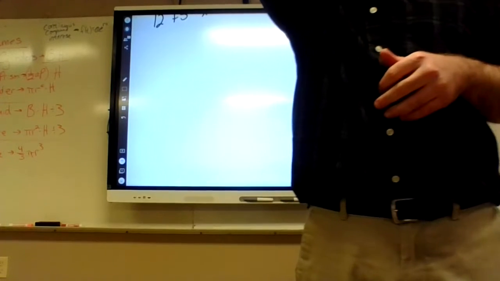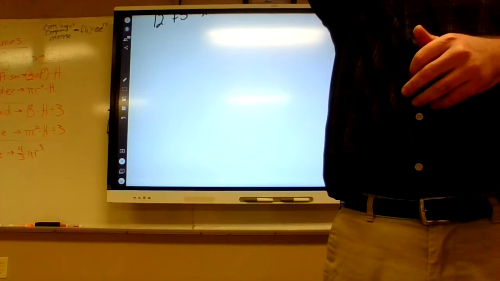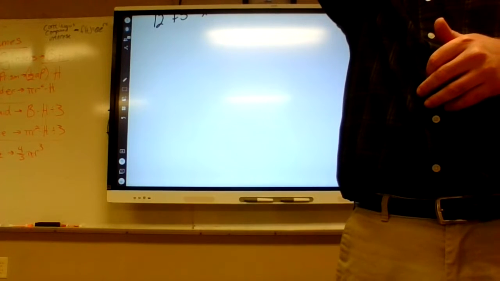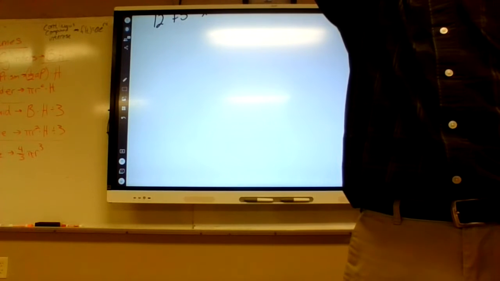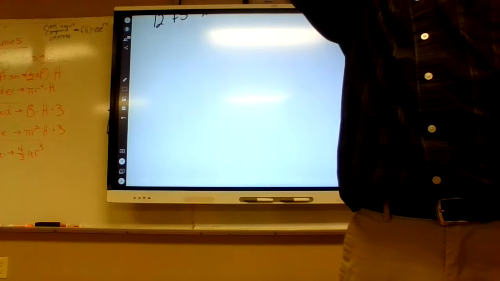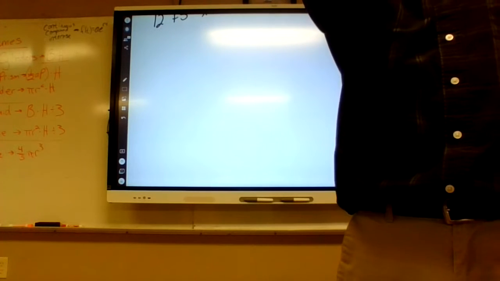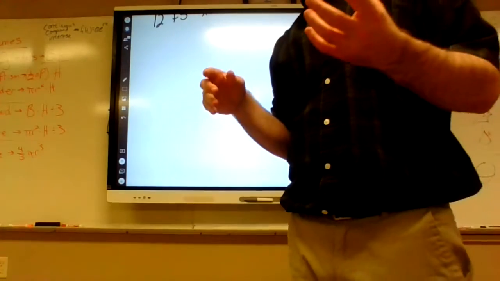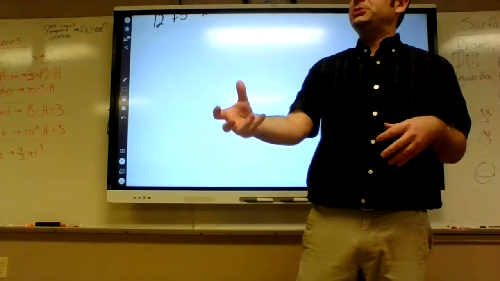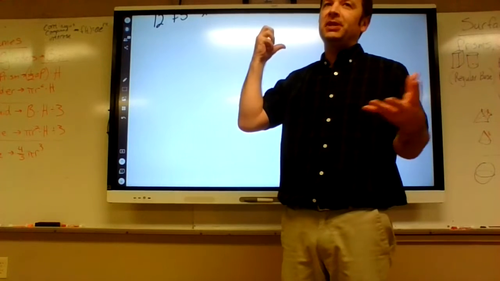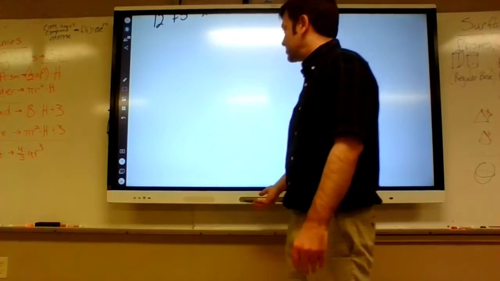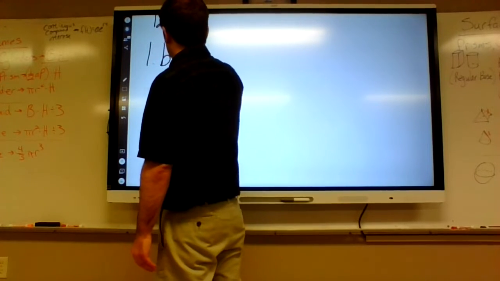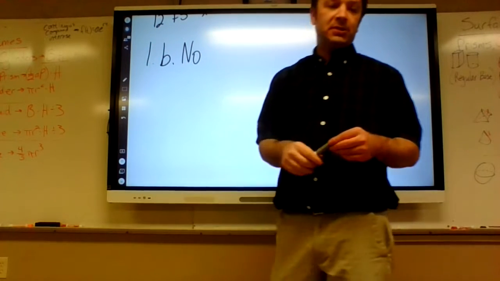That's fine. Okay, are the events second ball is red and first ball is red independent? Independent means the probability of one does not depend on the probability of the other. No, they aren't independent because once you pull the first ball out, you're not going to put it back in, so it's going to change the second. So B is no. They're not independent.